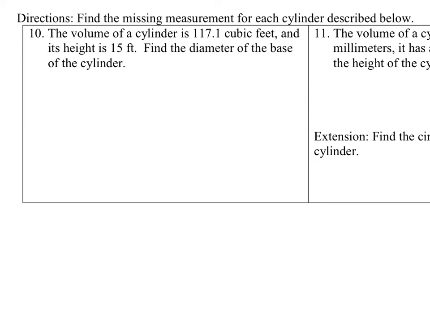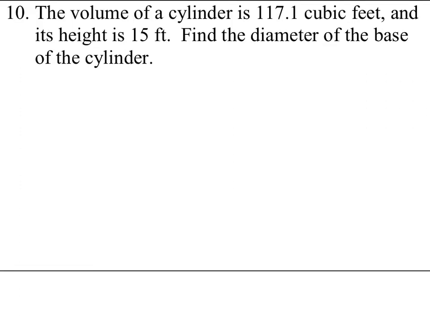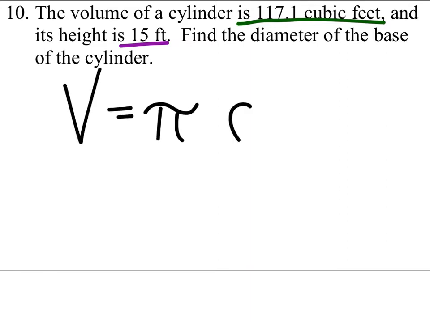But now, either the diameter or the height or the radius will be missing on these. All right, the volume of this is 117.1 cubic feet, and the height is 15 feet. But what we need is the diameter, which means if we can find the radius, we'll be in good shape. So we know the volume is pi times the radius squared times the height. And up in the problem, we see that the height was given as 15 feet.